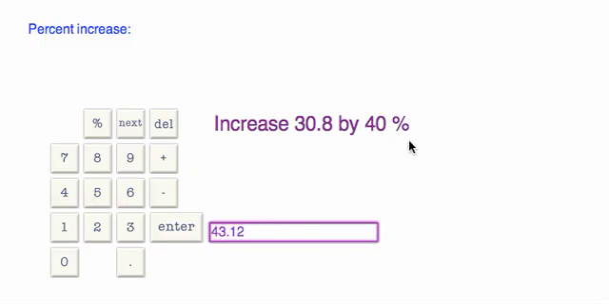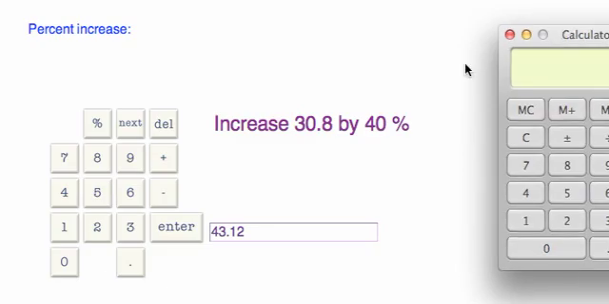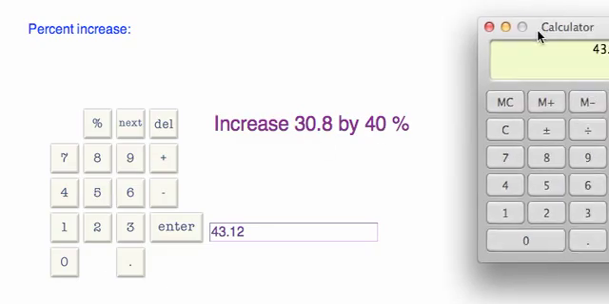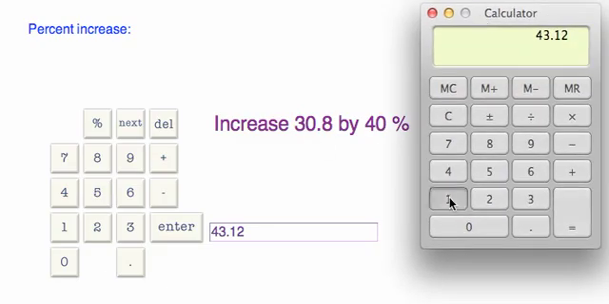But the other way is better. Look, I'm just going to say, this is 100% plus 40, 140% of, which is 1.4 of, is times 30.8, equals 43.12. Same answer. So the second way, much faster.